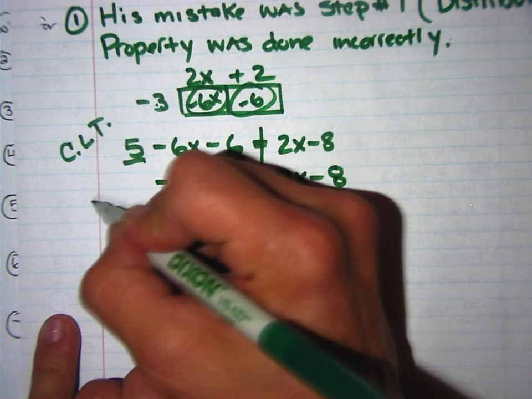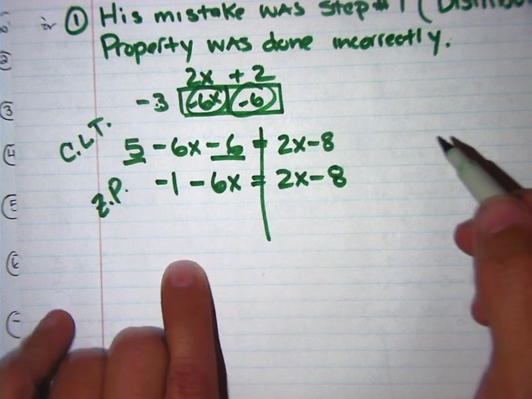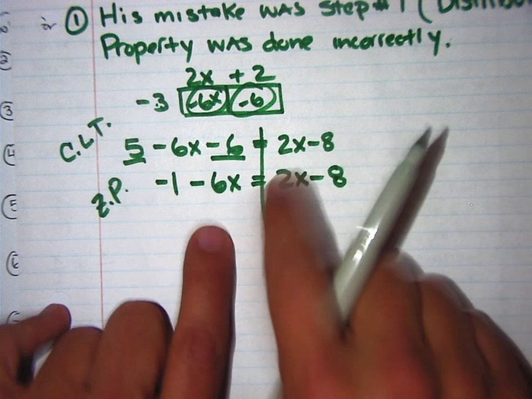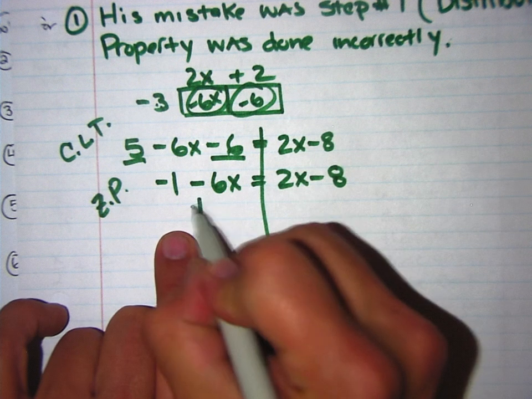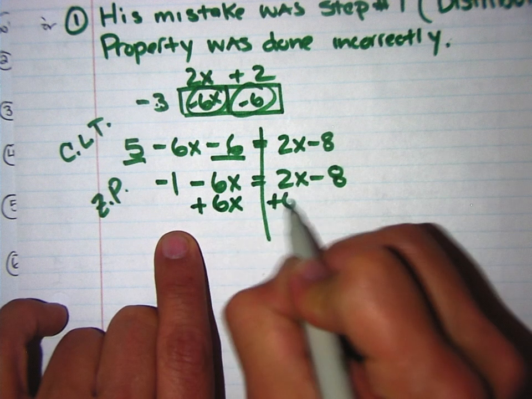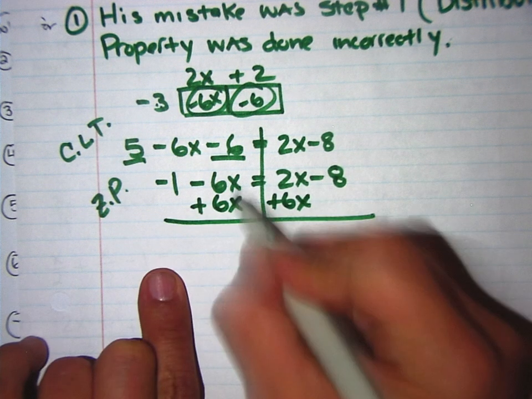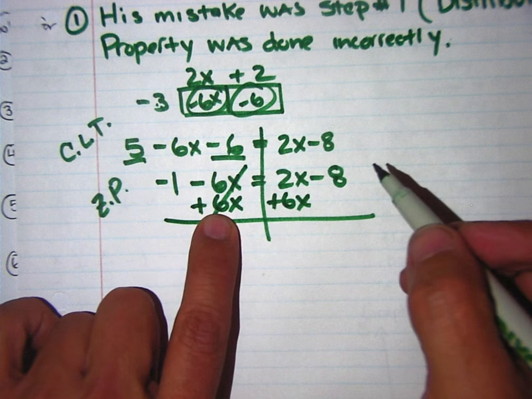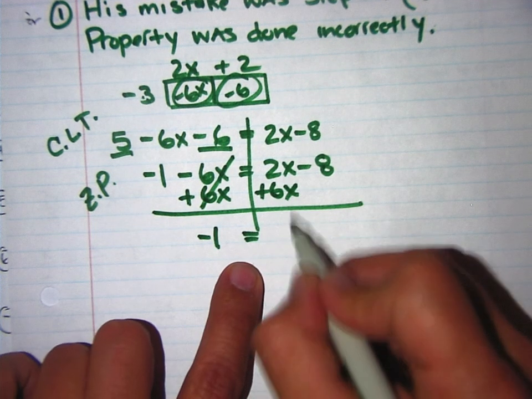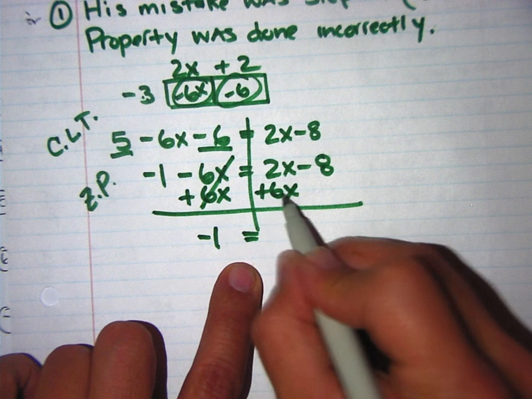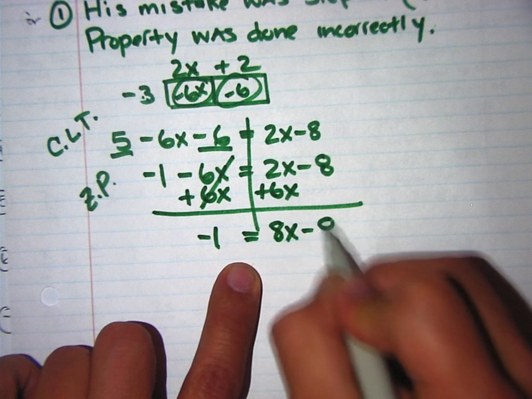Zero pairs, right? So I'm going to put ZP. What do you want to do? Because you want to solve for x. So you have x over here or x over there. So plus 6. I'd rather do plus 6x, right? Plus 6x, so I could isolate the x. This one's gone. It's 0. So -1 equals what? 2x plus 6x is 8x. Very good.